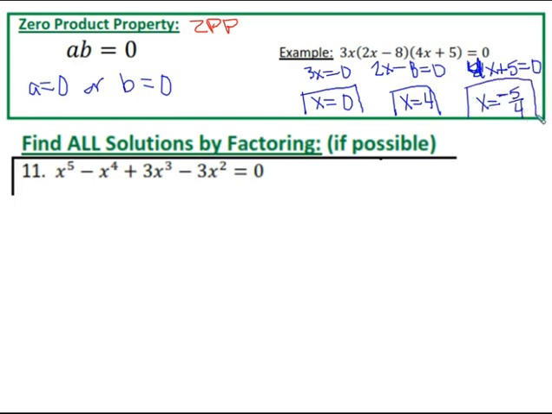So factoring helps us break down the polynomial, but since we can set it equal to 0, that will help us find our solutions for x. So let's try to use our ZPP, zero product property, and factoring to solve for all of our solutions in this case. So taking a look at what we have here, let's always try to take out a common term before we start anything. It looks like they all have at least two x's in common. So let's take out two x's.